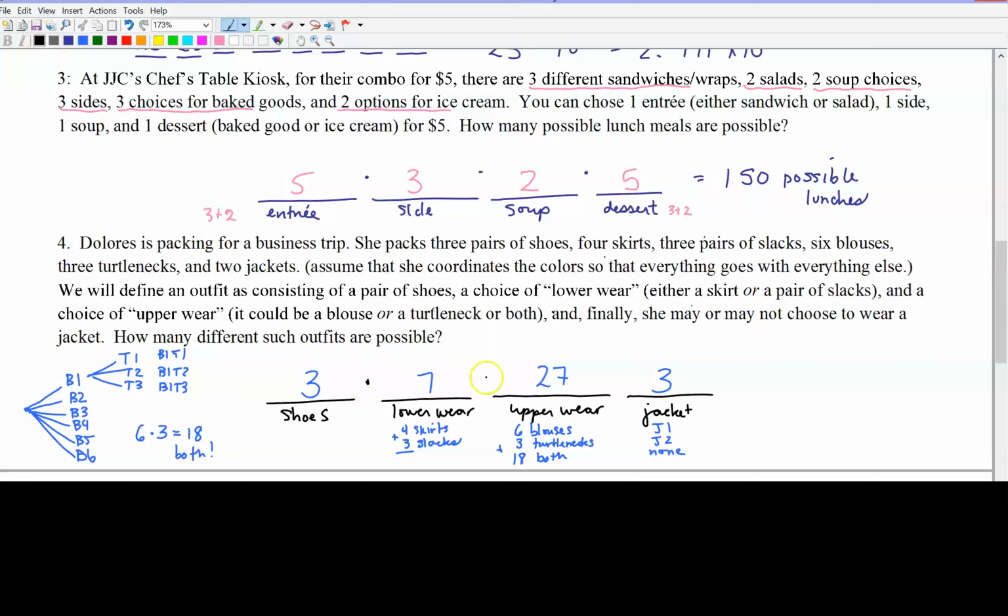So then how many total outfits are possible? We're going to multiply the possibilities for each stage together. So if we multiply this all out, you're going to get 1,701 possible outfits.